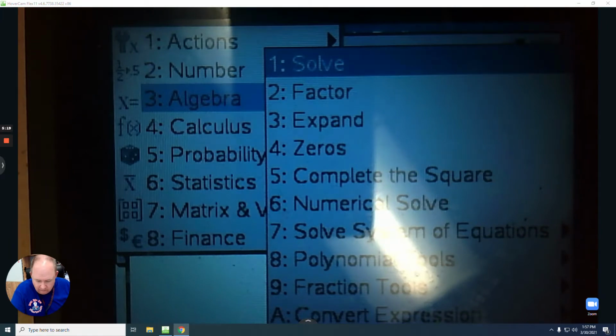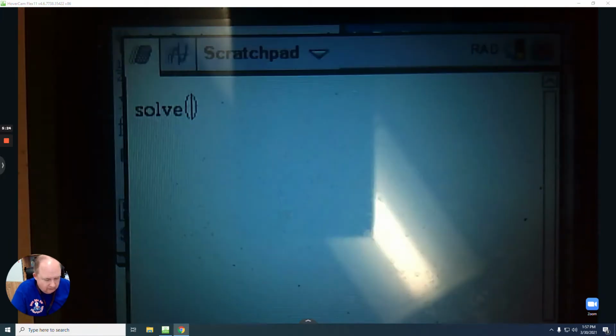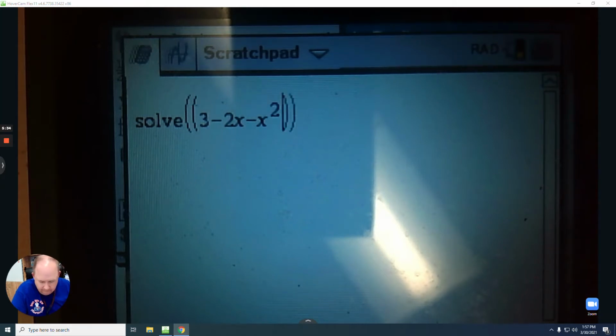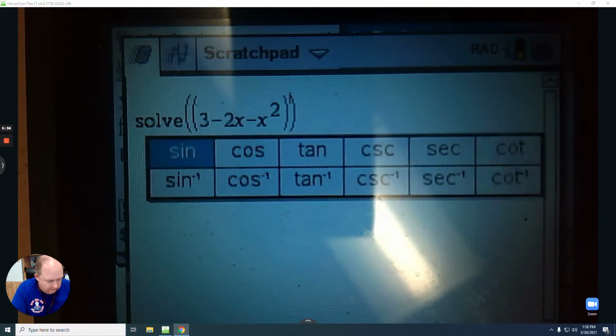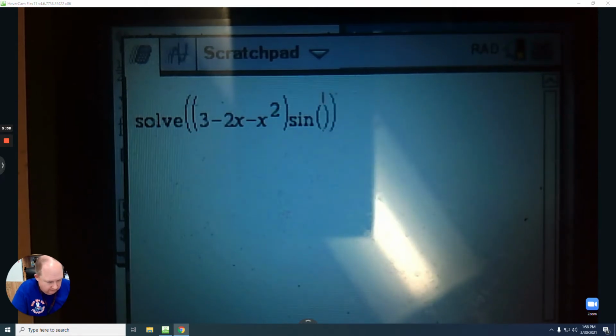I'm going to take the derivative, which is 3. Solve. So first of all, we're solving an equation. So it's parentheses 3 subtract 2x subtract x squared. And then it's sine. And then it's 2x subtract 3. So make sure I typed it in correctly. Equals 0. And then we're going to solve for x.